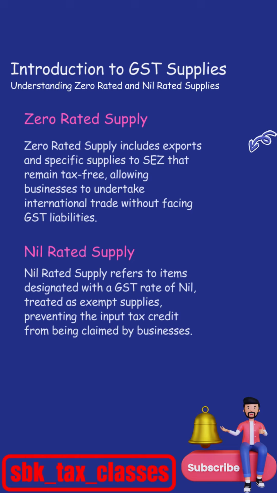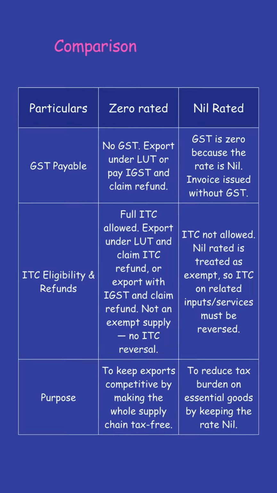On the other hand, nil rated supply means the GST rate notified in the rate schedule is nil. These supplies are also treated as exempt supply for ITC purposes. Now let's compare them point by point on different parameters.